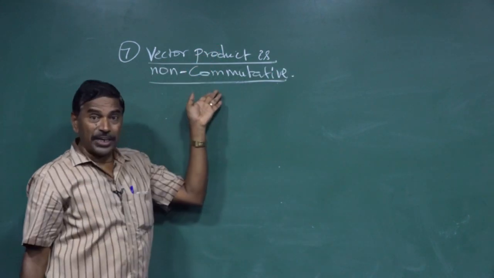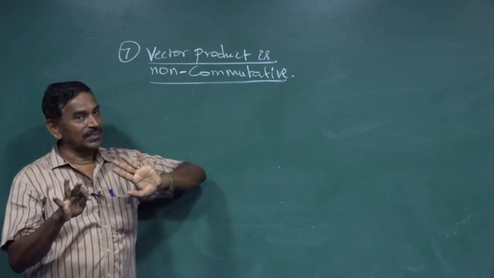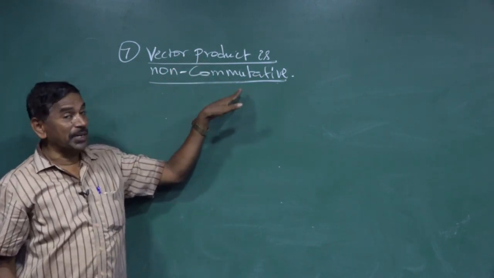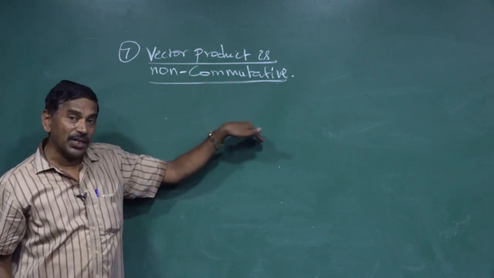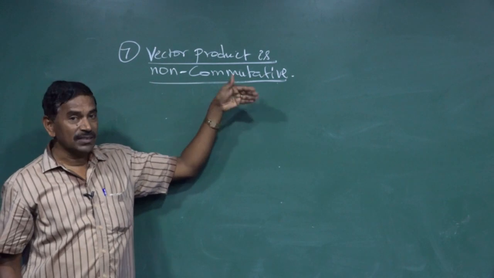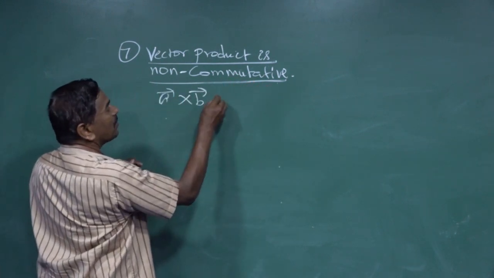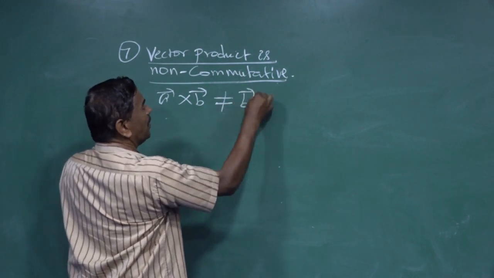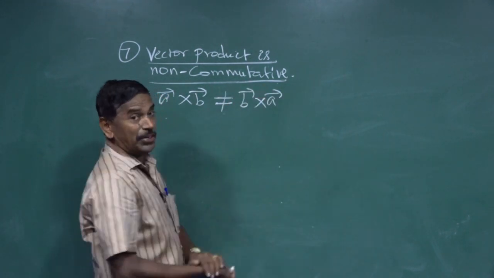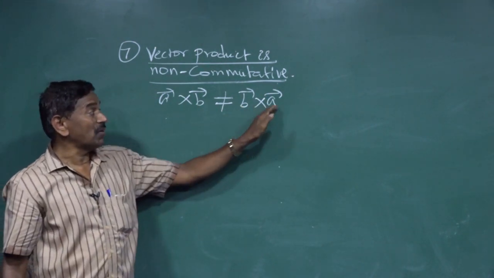Dot product is commutative: A vector dot B vector equals B vector dot A vector. But vector product is non-commutative, which means what? A vector cross B vector is not equal to B vector cross A vector. Non-commutative.